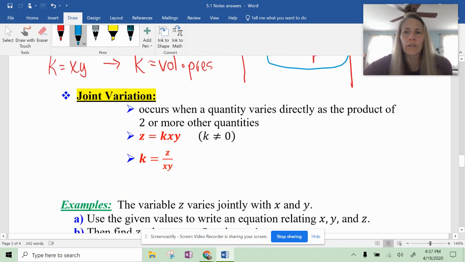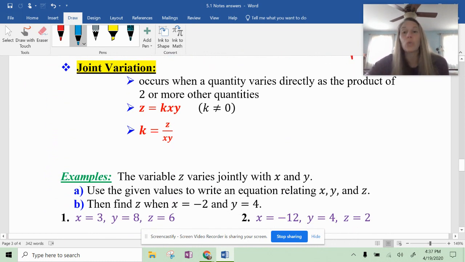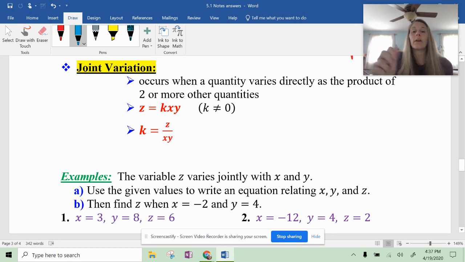Okay, so that's pretty much it for inverse variation. So now we're going to do joint variation. Joint variation occurs when a quantity varies directly. So it's very similar to direct variation, but instead of varying directly with one other thing, it's varying directly with the product of 2 or more other quantities. So that's the difference.